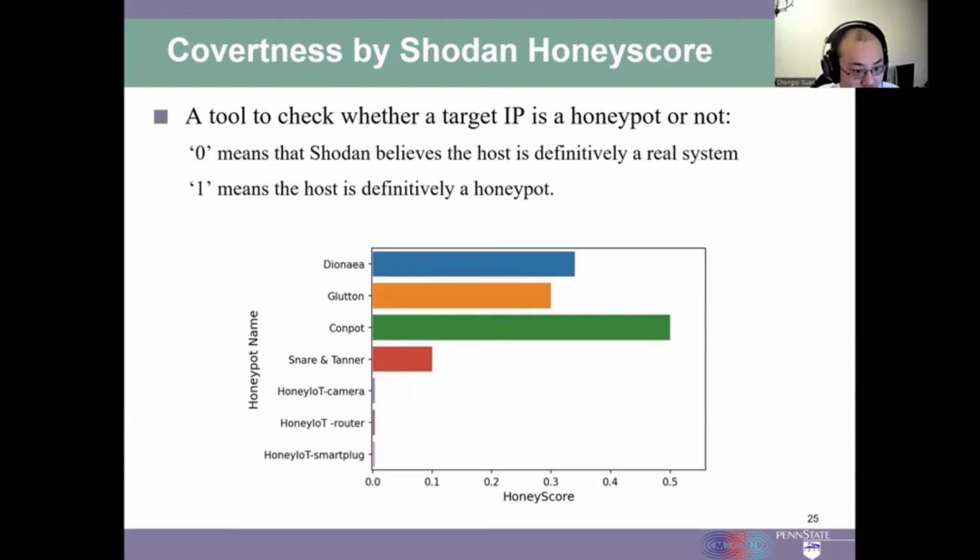As we mentioned before, HoneyIoT should also be robust against existing honeypot detection tools. Shodan's Honeyscore is a well-known tool to check whether a device is a honeypot or not. Given an IP address, the Honeyscore calculates the probability of the host being a honeypot in a range from 0 to 1, where 0 means the host is definitely a real system, and 1 means the host is definitely a honeypot. After deploying HoneyIoT, we waited for a week and then used Shodan's API to acquire the honey score of all 3 honeypots by providing their IP addresses. As shown in the figure, HoneyIoT has a honey score of 0, which demonstrates that HoneyIoT is effective at maintaining covertness against reconnaissance and honeypot detection tools.